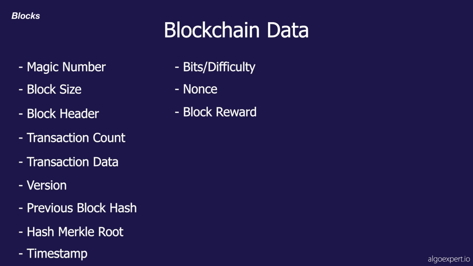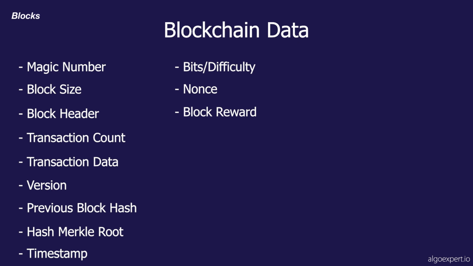The next thing I want to do is talk to you about the first block in the blockchain, because this is a special type of block, and it's kind of an initialization block that has some different properties. So just to recap here, on a regular Bitcoin block, so one that is not the very first block, you have a magic number, a block size, a block header, transaction count, all of the transaction data, previous block hash, you have the hash Merkle root, you have a timestamp, you have the bit, which is the difficulty, you have the nonce, and then you have the reward in Bitcoin that is given to the miner that successfully mines the block.